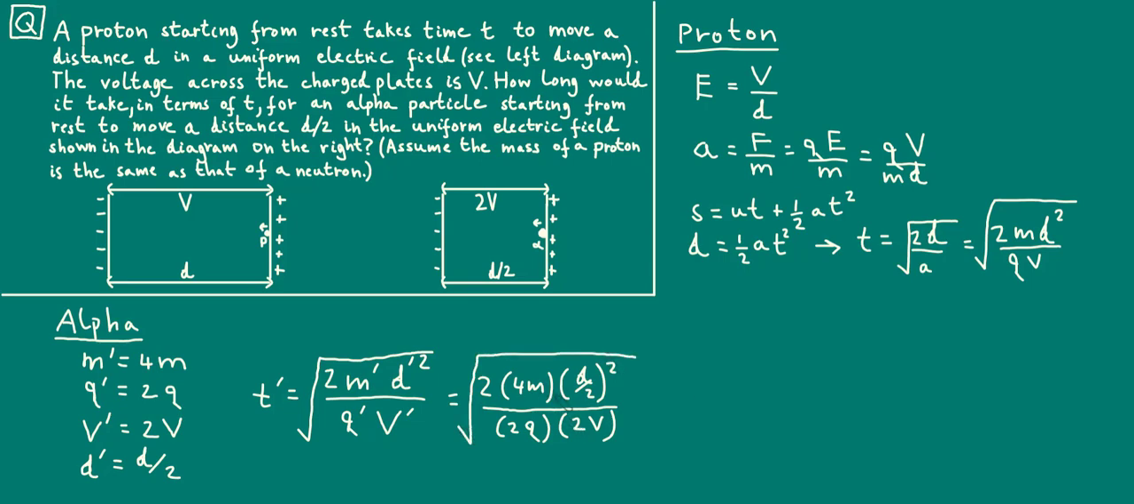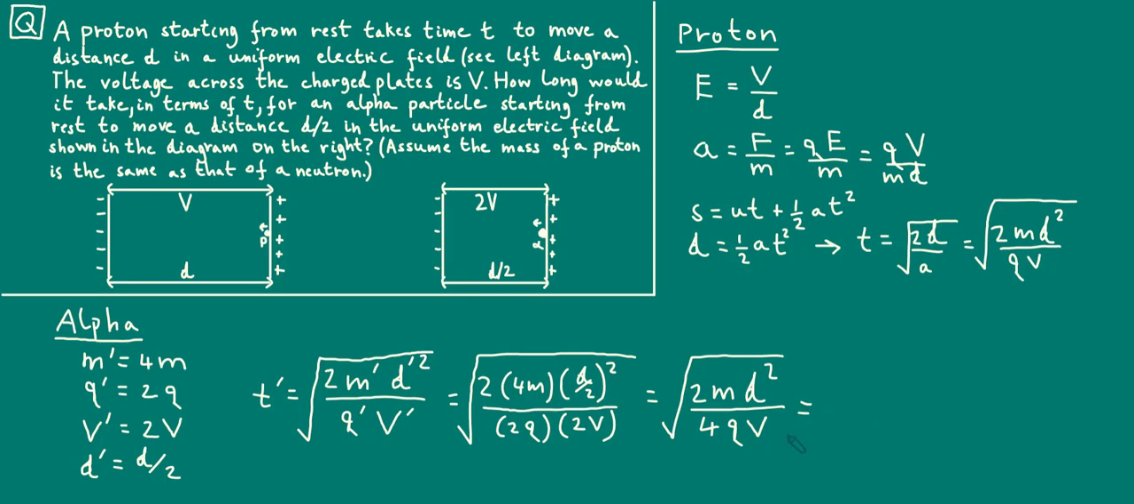Now hopefully you can see here that when you square d over 2, you're going to get a factor of 1/4, which is going to cancel the 4 here. So on the top here of the fraction inside the square root, we're just going to end up with 2m d squared. On the bottom here, we're going to end up with 4qv. All square rooted, of course.